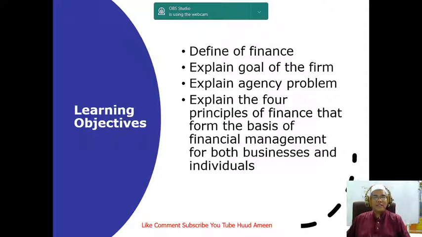And number 4 is to explain the 4 principles of finance that form the basis of financial management for both businesses and individuals. So we have 4 principles. Other books have 10 principles, but here we combine all the 10 principles into 4. This means these are very important principles that you have to understand if you want to carry on until the end of the semester.